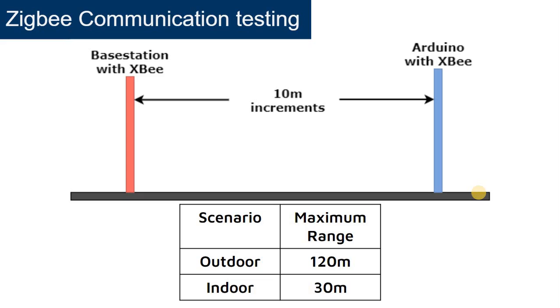The maximum range for outdoor scenarios with clear line of sight is measured at 120 meters, and for indoor operations with obstacles and other interferences, it is only at 30 meters.